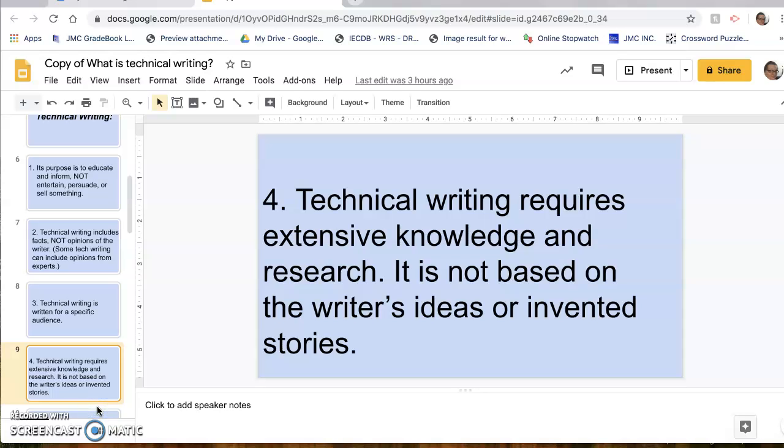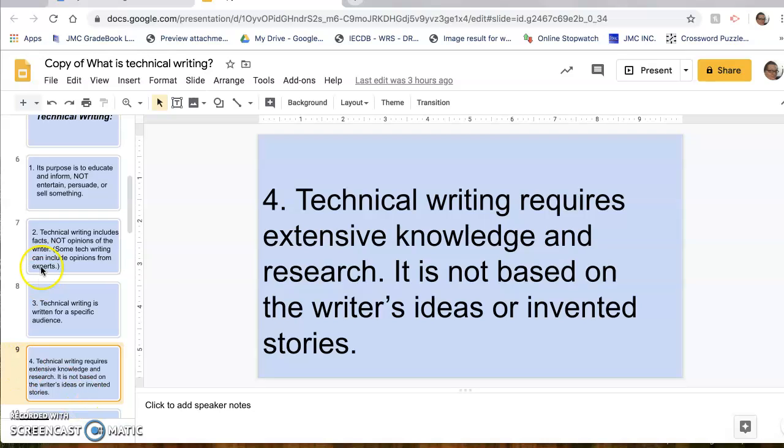And the final characteristic of technical writing is that it requires extensive knowledge and research. It is not based on the writer's ideas or invented stories. And while there are many types of writing that do require creativity and a writer coming up with the story from his or her own head, in technical writing, I cannot just make things up. I have to base what I write on facts and research. And therefore, it requires knowledge and it requires research. If I'm a writer and I'm doing a piece of technical writing, I can't just make things up. I have to know that they're fact.